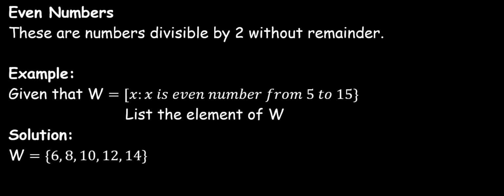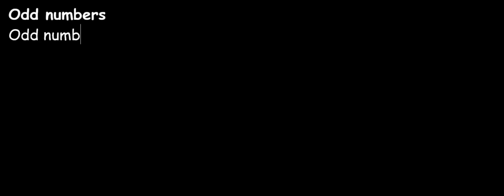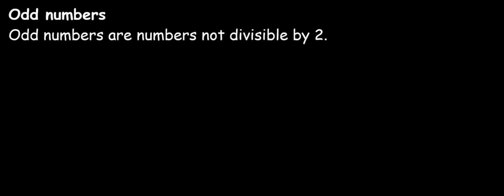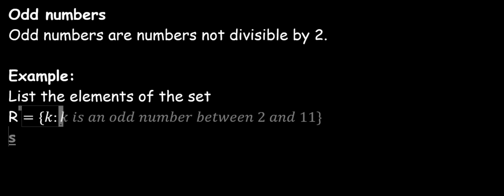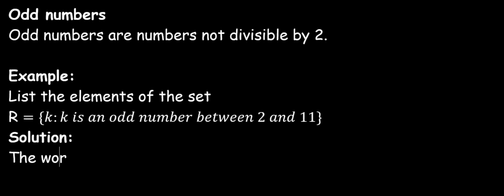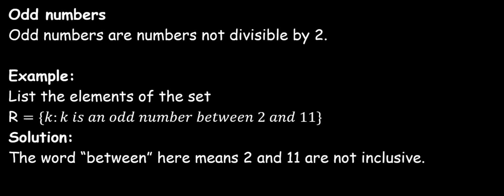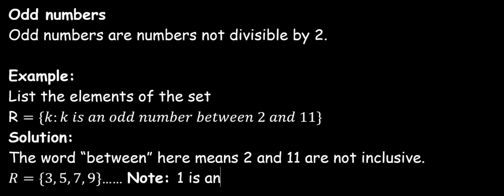Next, odd numbers. Odd numbers are numbers not divisible by 2. Example, list the elements of the set R equal to {K such that K is an odd number between 2 and 11}. Solution. The word between here means 2 and 11 are not inclusive. Thus, R is equal to {3, 5, 7, 9}. Note, 1 is an odd number.